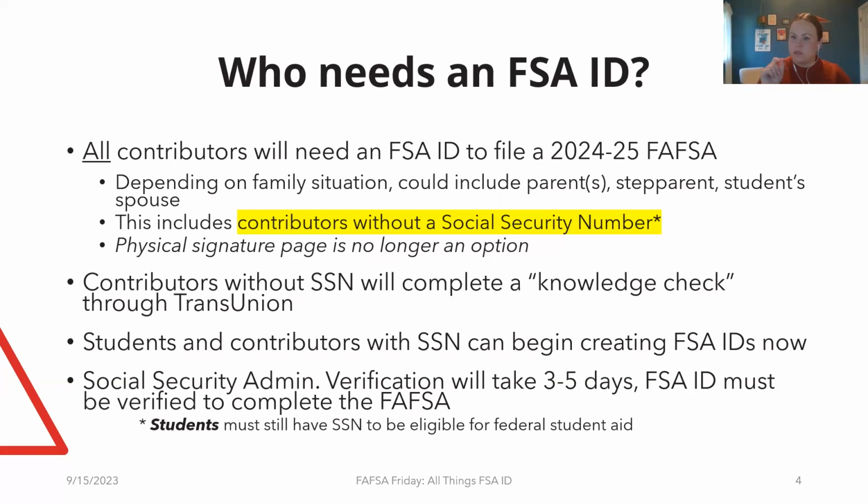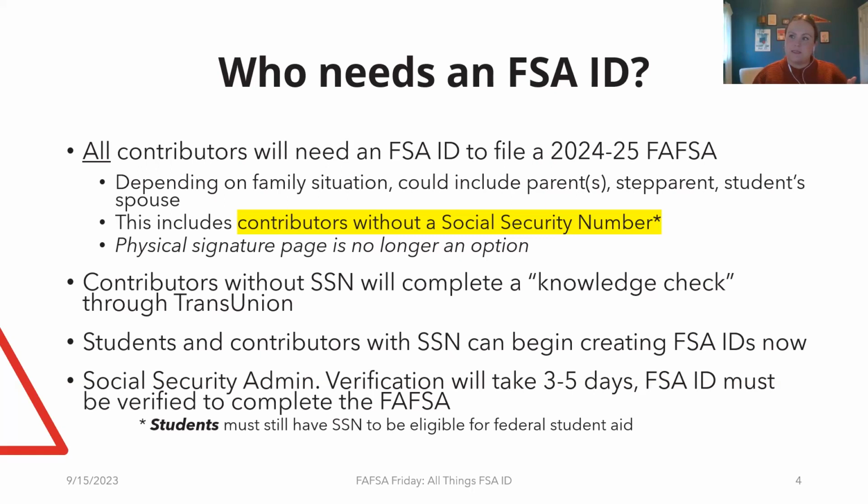So an important note here is that in order to be eligible for federal student aid, you still must have a social security number or be a qualified non-citizen. So this doesn't change for students. Students will still need to have that social security number to be eligible for the federal aid. But this is just for contributors, so parents or step-parents, spouses.